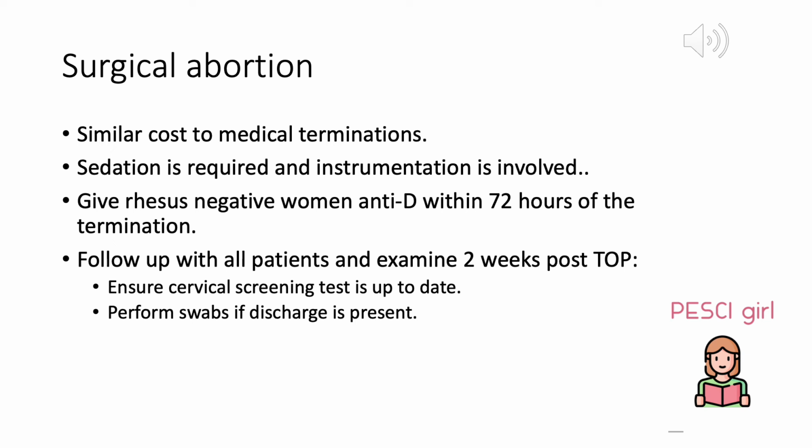All women should be visited again 2 weeks after termination of pregnancy to ensure the cervical screening test is updated. Check for the result of STI tests if not already done. Ensure the correct use of the chosen contraception method and condom use if indicated because of STI protection. Perform swabs if discharge is present. For pelvic pain and tenderness, treat using the PID protocol.